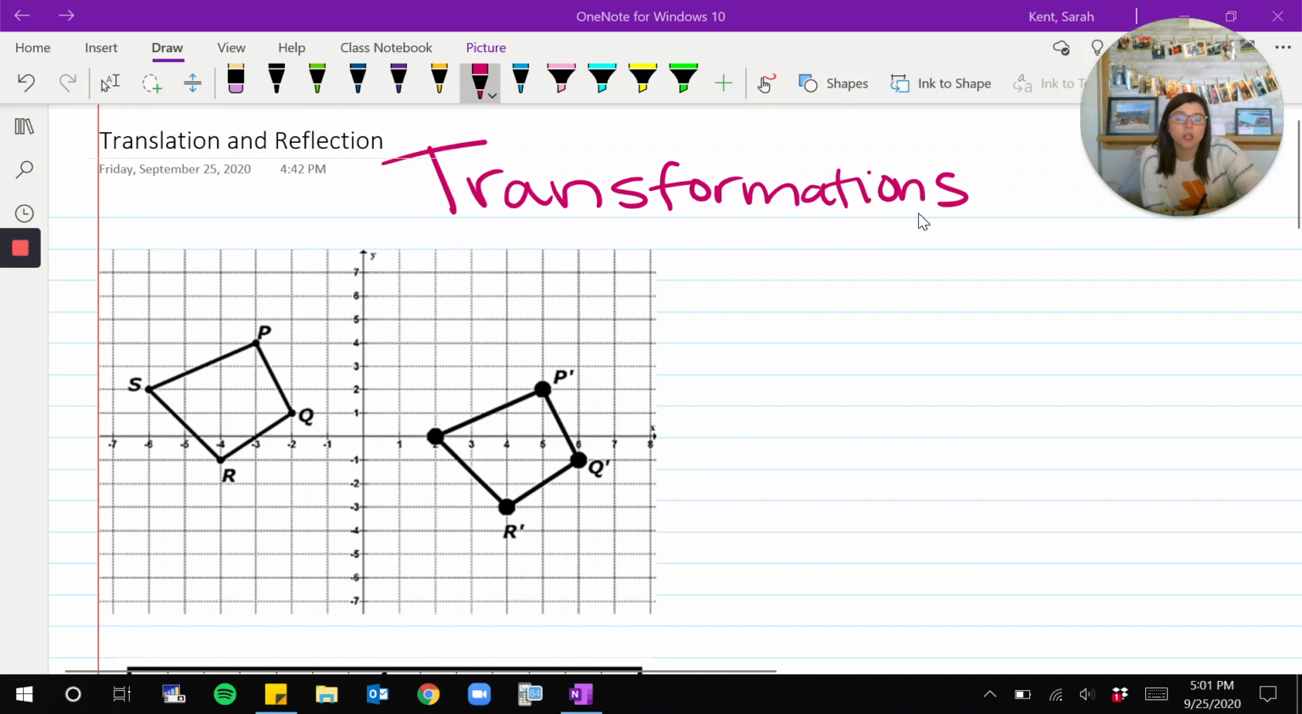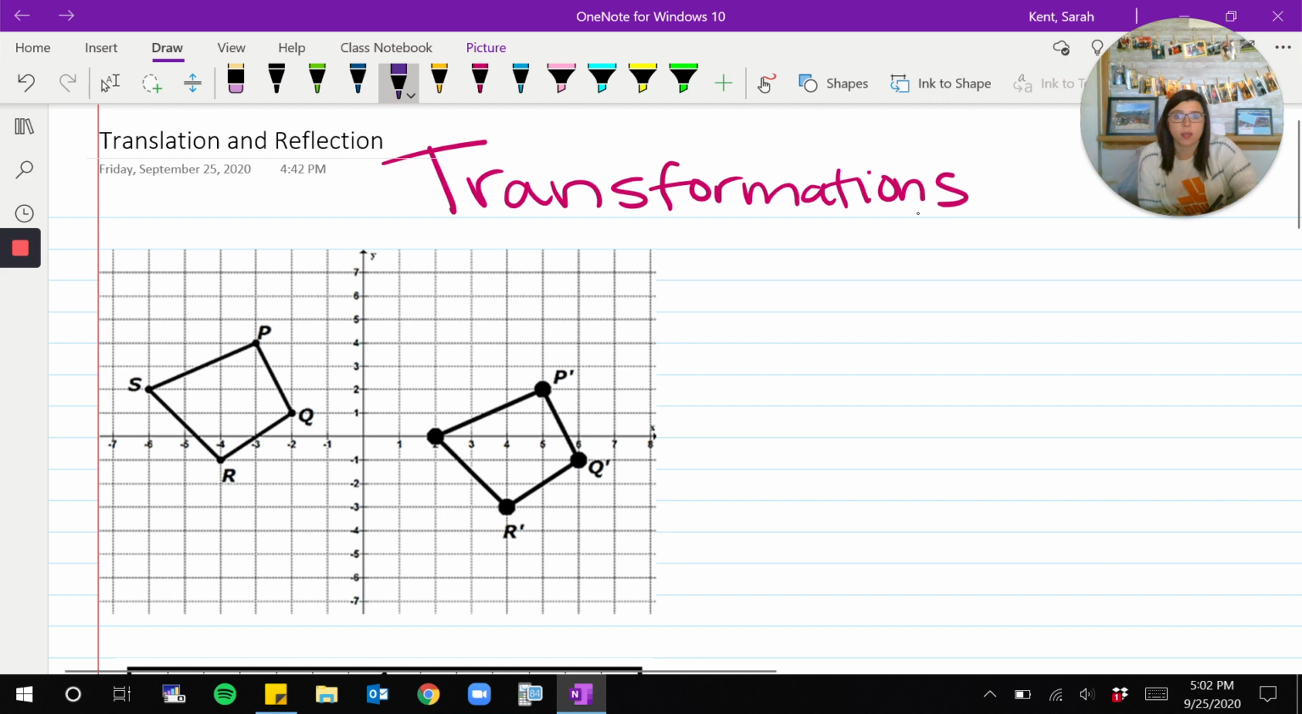All right, today we are starting to look at transformations of graphs. So we're going to be having shapes that we're going to be transforming. There are four main types we're going to look at: rotations, reflections, translations, and dilations. Today we're just looking at two: translations and reflections.